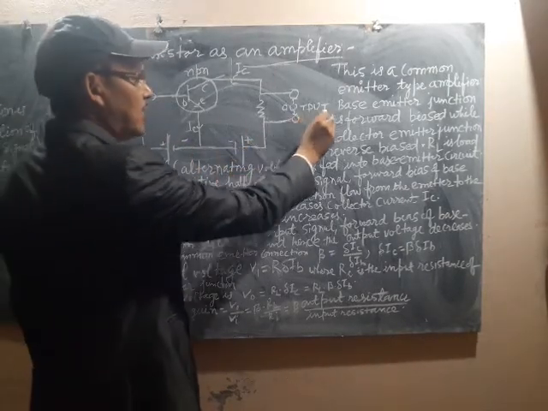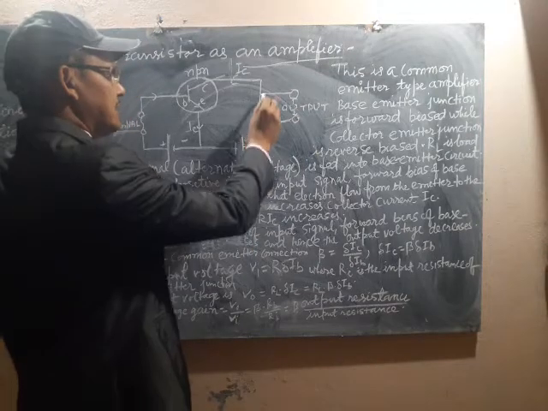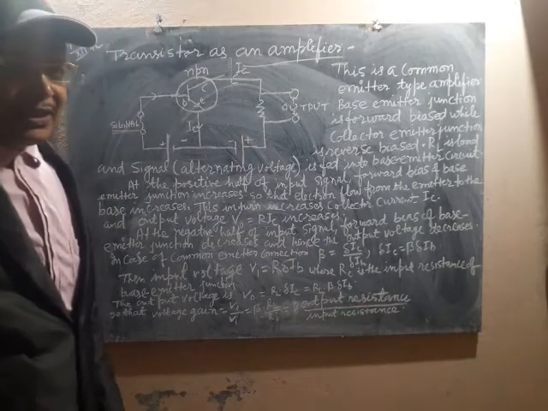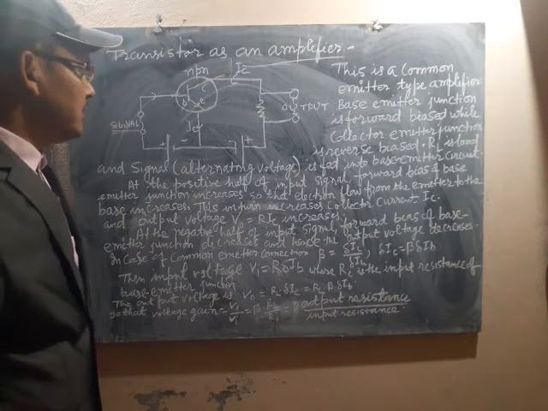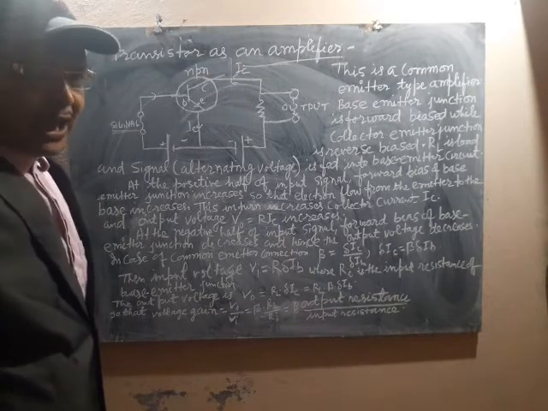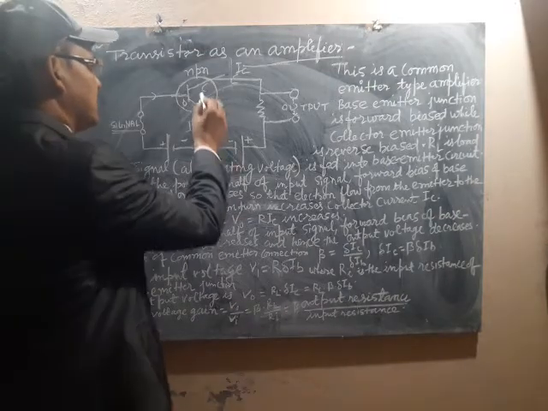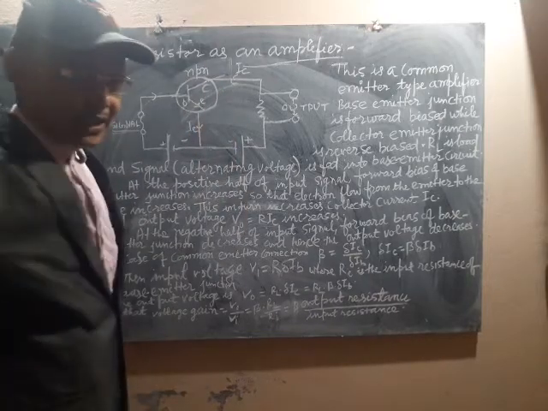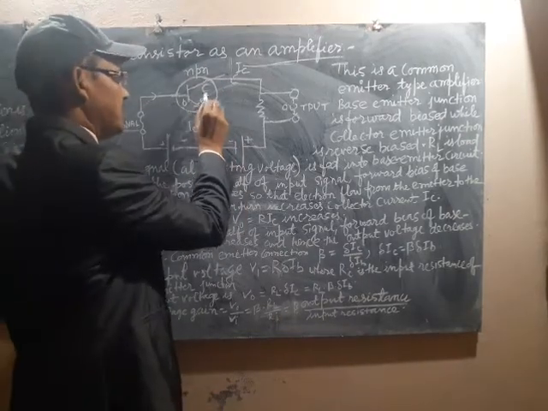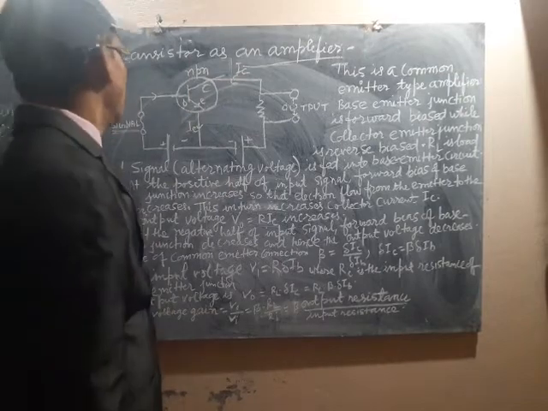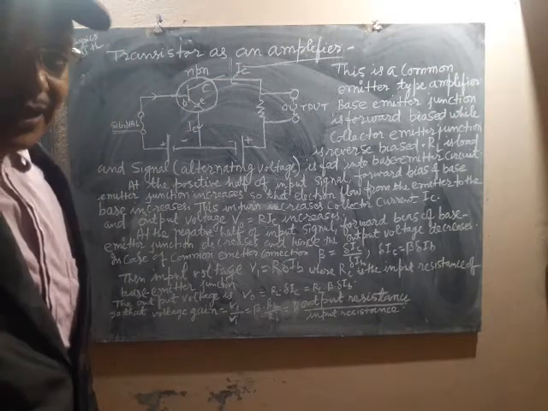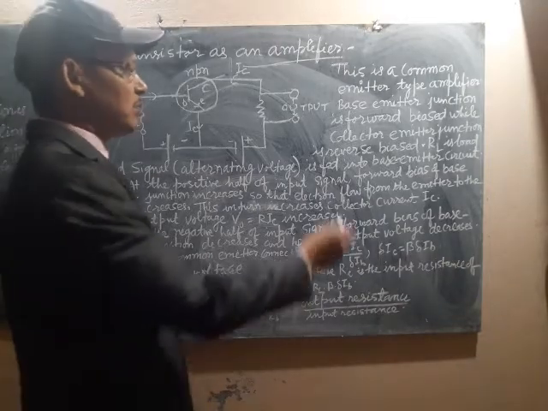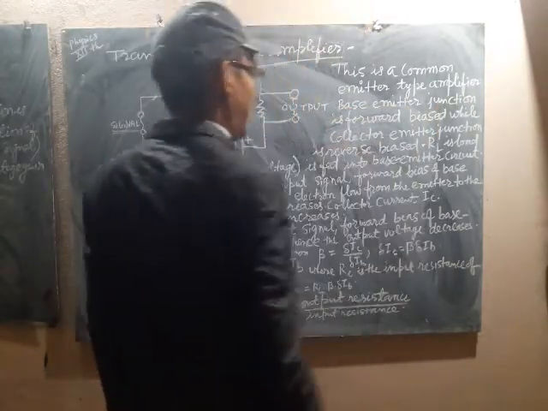Now here is the output, and there is a resistance also. IC is given here: collector current. IC means collector current. Here are base, emitter and collector. Once again, base, emitter and collector. Now how does a transistor act as an amplifier? Try to understand. This is a common emitter type amplifier.